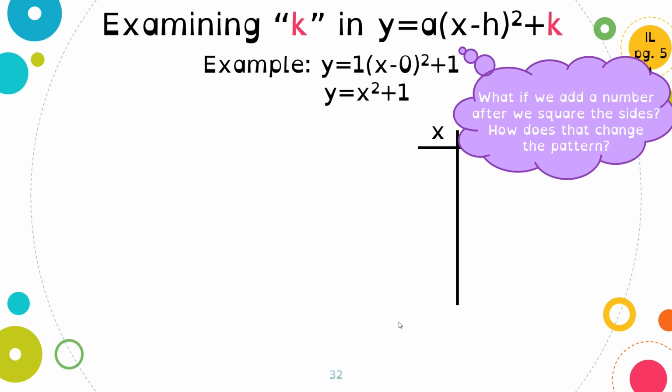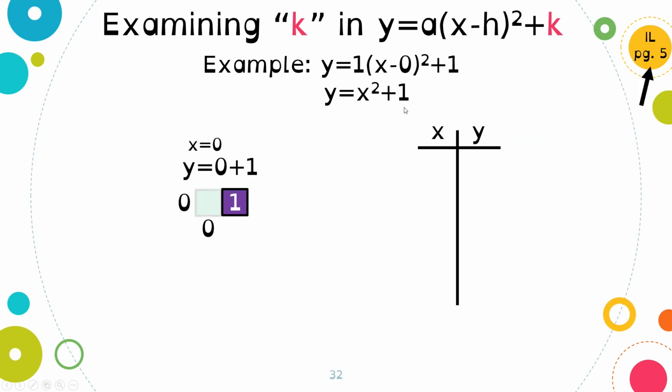If we're asking what if, we're saying, what if we add a number after we square the sides? How does that change the pattern? We're doing the same idea: x is still our side length, y is still our area, but we're going to add a unit to it. We're just going to use the example of 1. We didn't have to use 1, but I'm using it to keep our numbers simple. Our h is still 0, our a is still 1. We're not changing those. We're just changing our k, and we're going to look at this example if our k was 1.